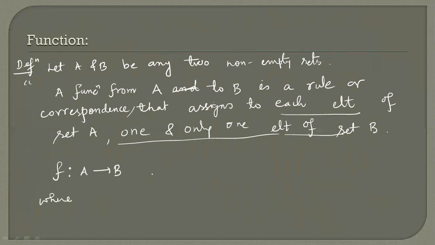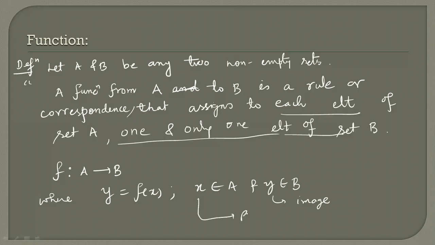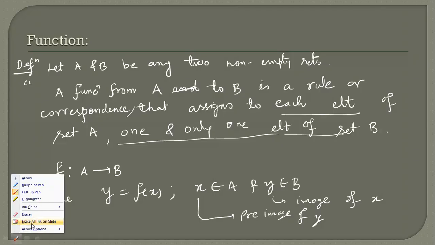where we can write y equal to f(x) also, if x belongs to set A and y belongs to set B. We call y the image of element x, or x is called the pre-image of y. We can understand it by taking some domain and range idea.